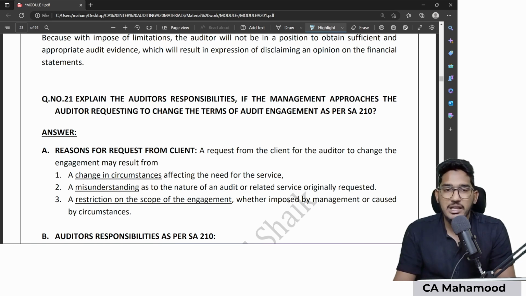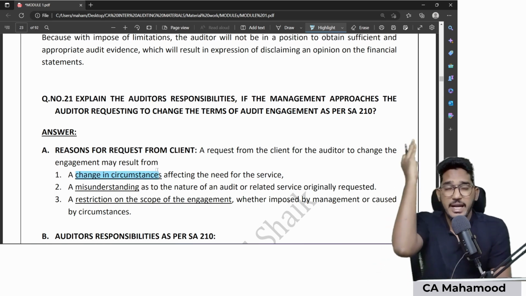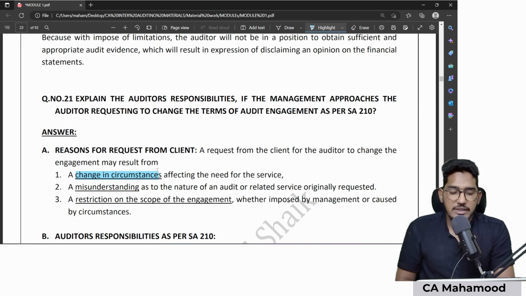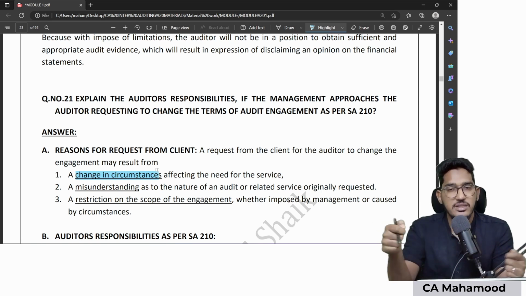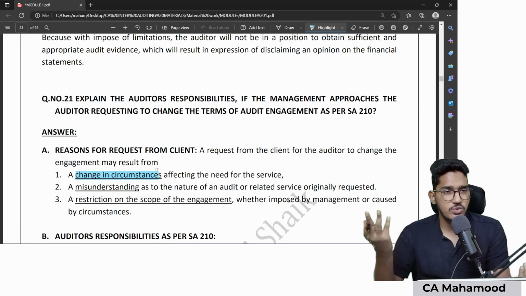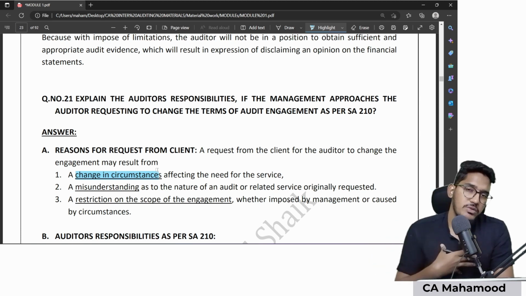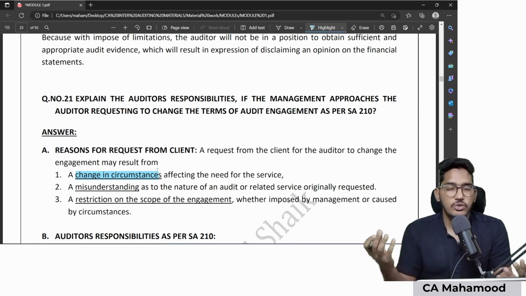Number one, it could be mainly because circumstances might have changed. The circumstances prevailing at the time of accepting the audit might not be available when I am doing the audit. For example, at the time when I accepted the audit, there was no restriction. But after I accepted the audit, the GST department came and seized the godown. That's why the client is asking me, sir, at the time you accepted the audit, there was no seizing of the godown, but now the godown is seized. So we request you to exclude that inventory verification from your scope.